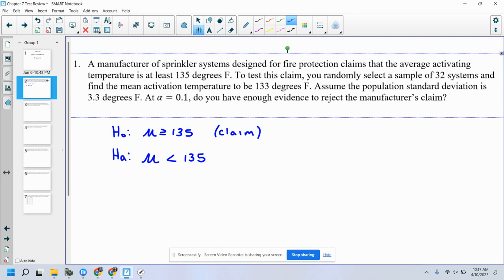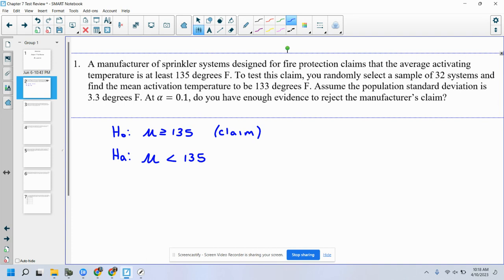Now, what am I trying to do to this claim? Like, what's my angle at this claim? Am I looking to support or disprove? Probably disprove. Why? The claim is in the null. Okay, do you see that? That's how we know I'm trying to disprove the claim. It says, do you have enough evidence to reject the manufacturer's claim? But the fact that this is stated in this way, at least 135 degrees, means I am looking to try to disprove this claim.